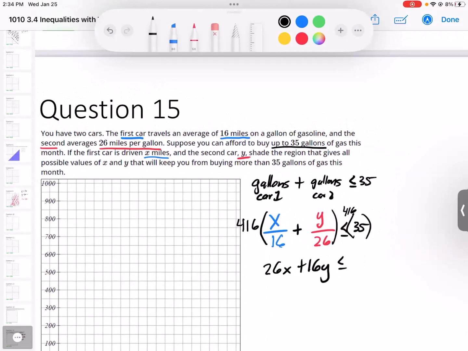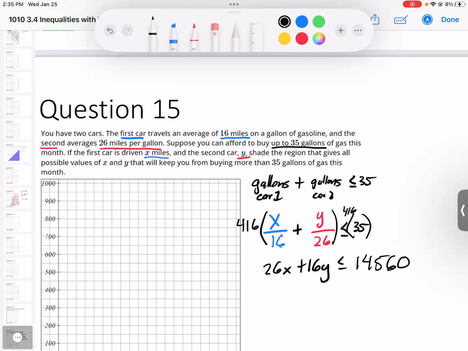Your numbers will be different, whatever your numbers are. That's 14,560. Okay, awesome. So I personally enjoy not working with fractions. So whenever I have equations or inequalities with them, I like to multiply both sides to get something like this.